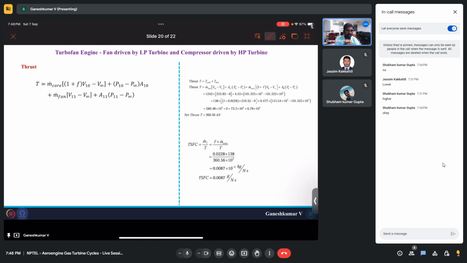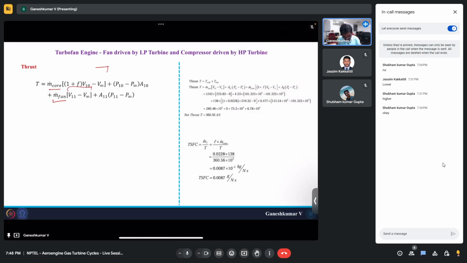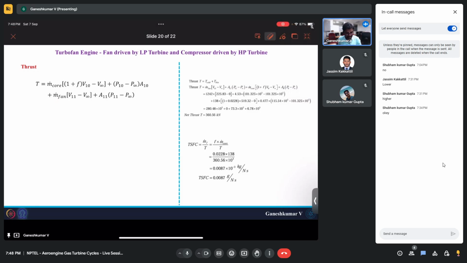Okay, you can also see from this equation, m dot core times something that we are adding, and m dot fan times something that we are adding, right? So when you increase that m dot, you are going to get different thrust. So now in the gear turbofan you have larger m dot. So ideally you should get higher thrust.